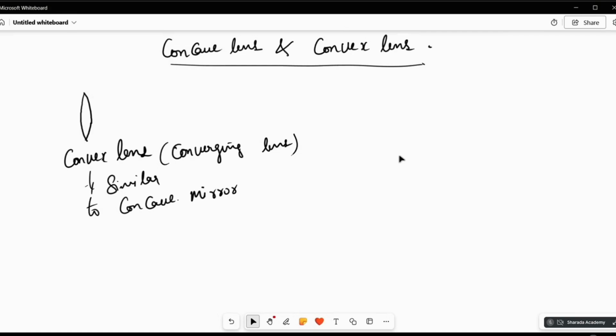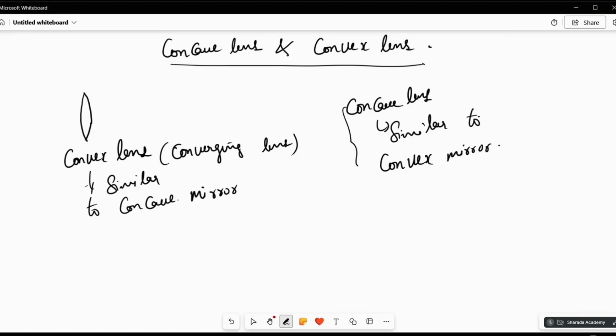Convex lens and the concave lens. Convex lens is similar to concave mirror. And concave lens is similar to convex mirror. Why? Because these two are diverging and these two are converging. That is the result. This is convex lens and the concave lens.